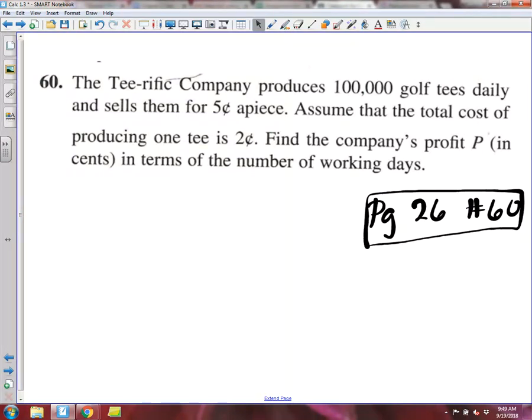The Tea-Rific Company produces 100,000 golf tees daily and sells them for 5 cents a piece. Assume the total cost of producing one tee is 2 cents. Find the company's profit P in cents in terms of the number of working days.